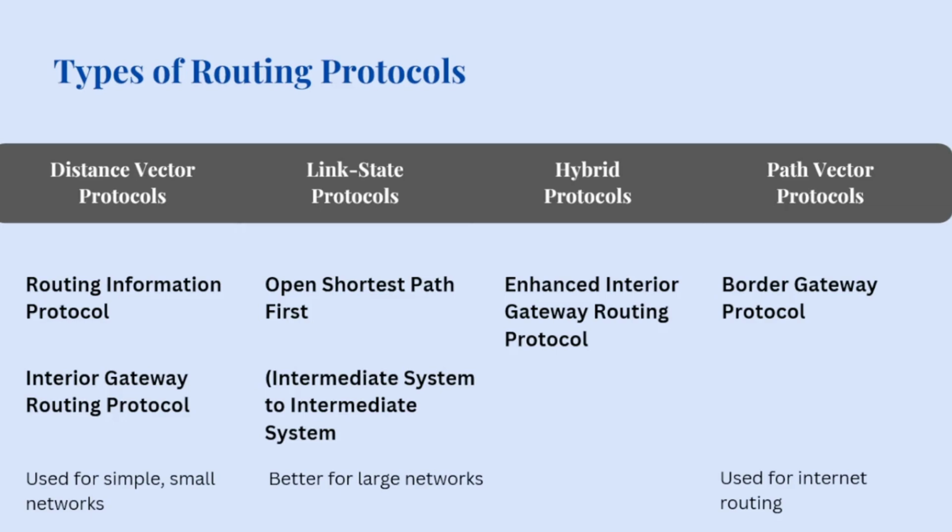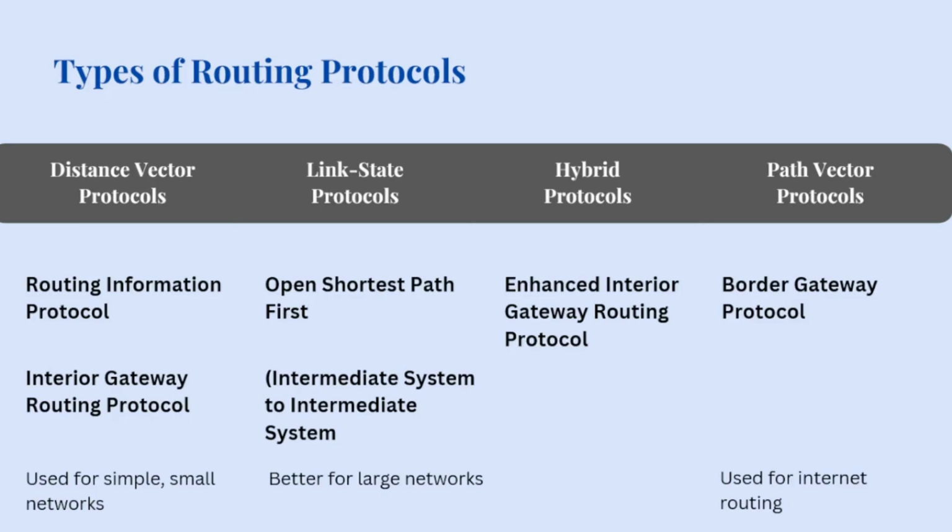Now, talking about the hybrid protocols, it is the combination of distance vector and link state protocols. It uses distance vector behavior for small updates, but it uses link state logic for fast convergence, and hence it is more efficient when compared to pure distance vector protocols like RIP. Hybrid protocols are best for medium to large networks where both efficiency and simplicity are needed.